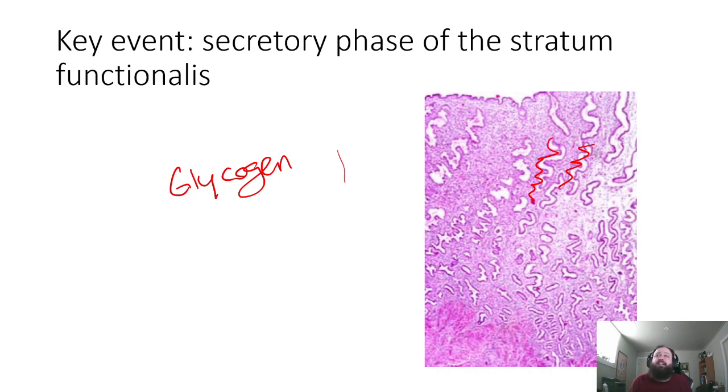Now, if fertilization does not occur, the corpus luteum will degenerate and the hormones required for maintaining this structure are going to go away, and that's going to cause menstruation. If fertilization does occur, the corpus luteum, as we're going to see in a couple weeks' time, is temporarily rescued to maintain its functionality for a little bit longer until the placenta can become developed and take over the role of that hormone production.